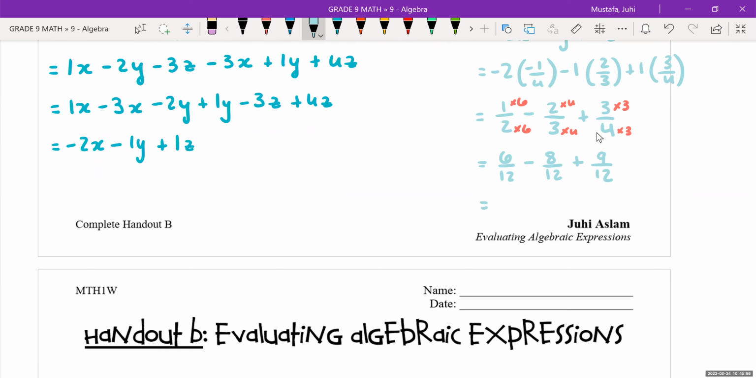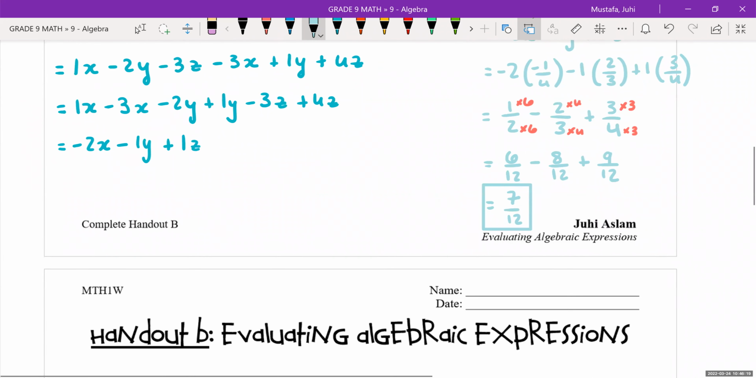This may bring back fond memories of fractions or horrible, terrifying, traumatic experiences of fractions. Either way, now all the denominators are the same, so we can just add the numerators. What's 6 take away 8? -2 plus 9? Good, so our final answer should be 7/12. If you tried this question, is this what you got? Excellent. Okay, great, you guys.